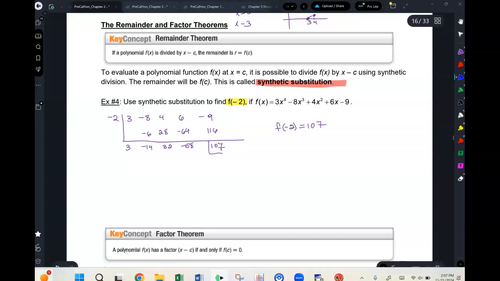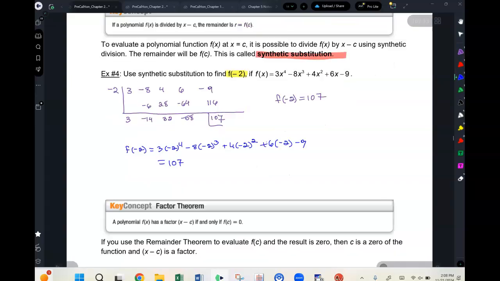Okay, listen. Stop. The old way was f of -2 is, you don't have to write this down, 3 times -2 to the 4 minus 8 times -2 cubed plus 4 times -2 squared plus 6 times -2 minus 9, 107. And that's fine for a -1 or a -2, but what if it's a bigger number? Now you can do it this way and get the same thing. So you can throw away all these numbers, just the remainder itself, it's f of -2. It's the remainder. And then the next one is if it's 0, it's a 0.